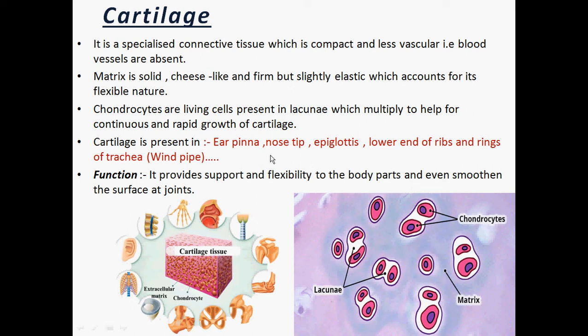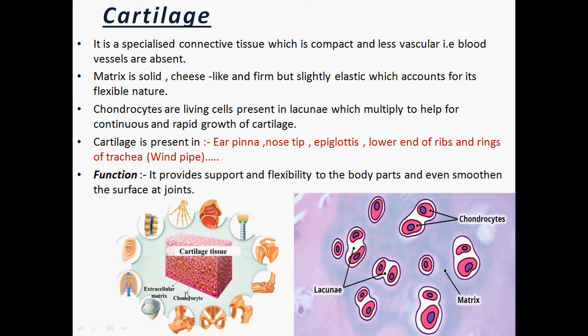Similarly, the nose tip can be pressed. The movement of the epiglottis is meant for restricting the flow of food into the windpipe. So this is the epiglottis. The functioning of the epiglottis is also under the guidance of the cartilage. And there are the lower ends of the ribs and the rings of the trachea and the windpipe. You can see the trachea and the windpipe are possible because of the cartilage tissue.